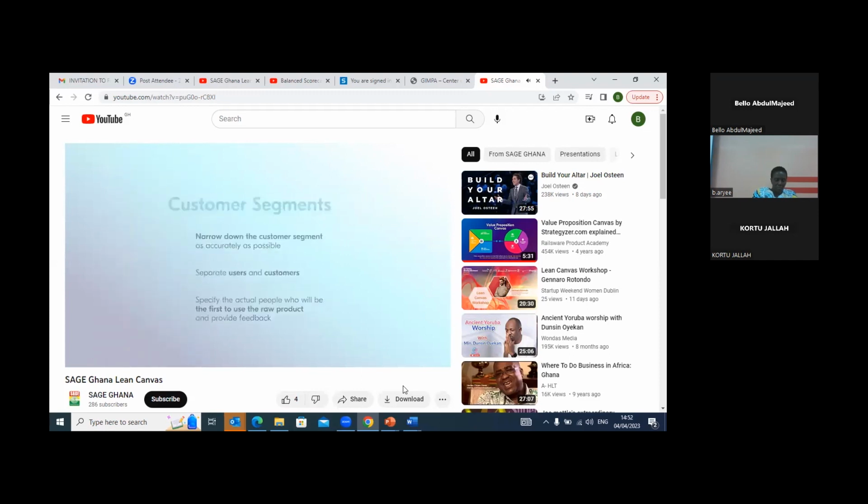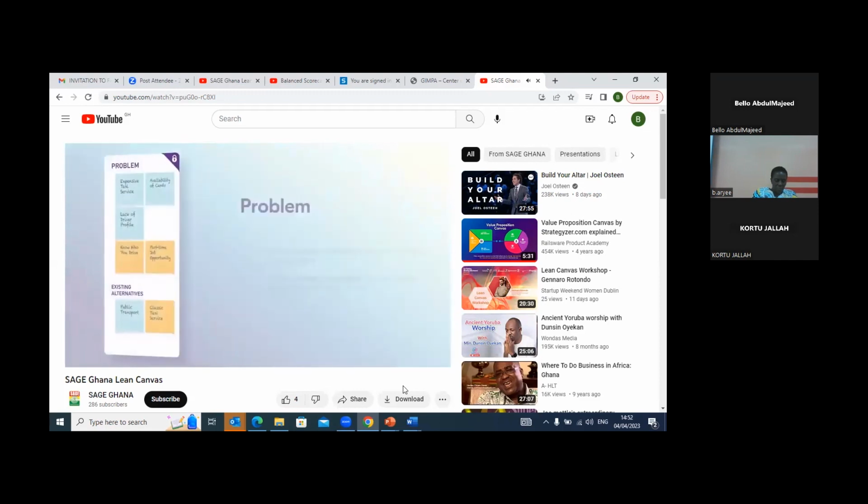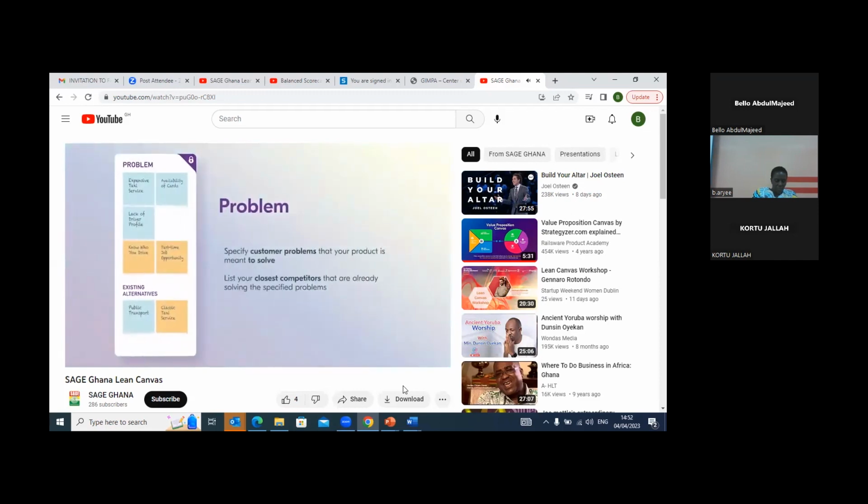In the problem box, we refer to customer problems that your product is meant to solve. If you have several customer segments with different problems, you may make separate canvases for each of them. Here, we have specified problems for passengers and drivers separately. Therefore, we've got such problems as expensive taxi service, availability of cabs, long waiting time during the rush hours, advanced booking is often required, and lack of driver profile for passengers. Drivers need extra income, a part-time job opportunity, and awareness of who they are going to drive.